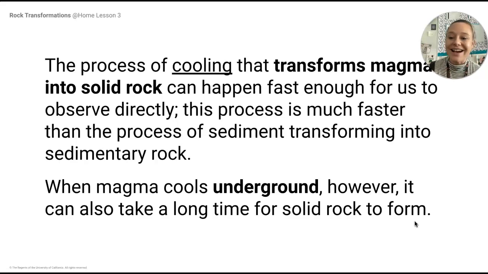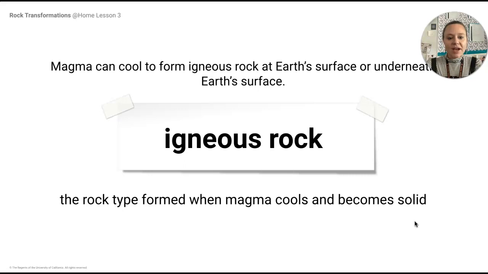When magma cools underground, it can take a really, really long time for it to cool, so we can't look at that as frequently here. An igneous rock is a rock that's formed when magma cools and becomes solid.